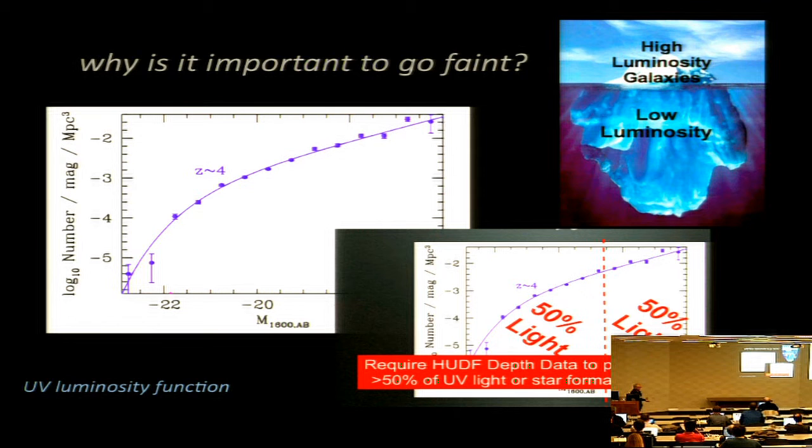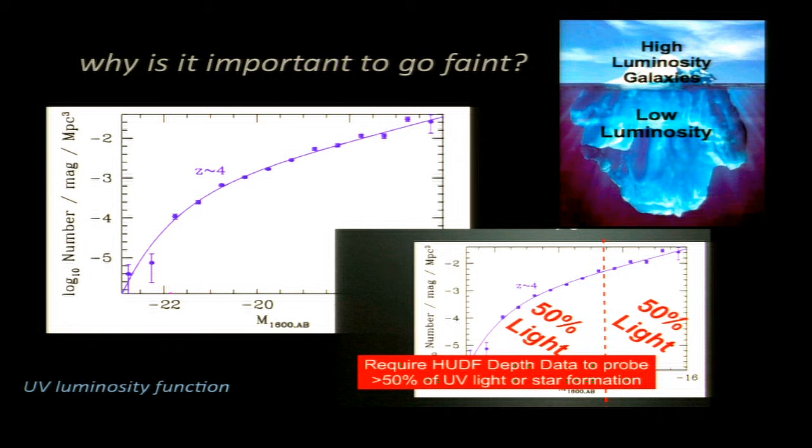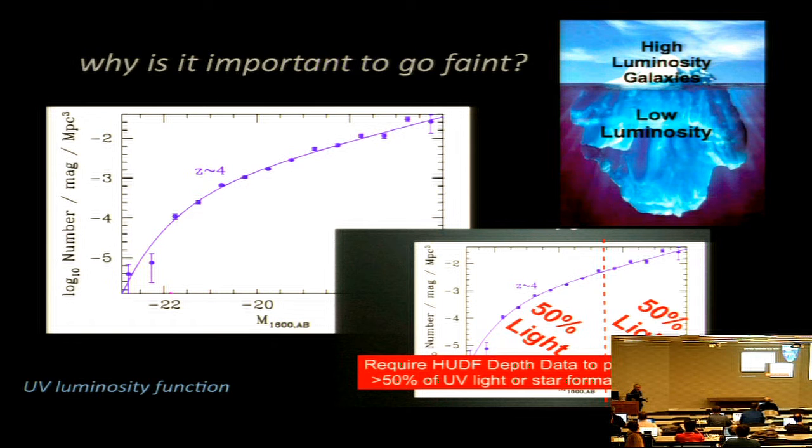Nice analogy here with an iceberg. This is what the deep surveys reveal, and the wider field shallower surveys have great value for the bright end, which is very important to understand. But if you really want to look at the bulk of the mass and the light in the early universe, you have to be in this regime down here, faint. And that's hard.